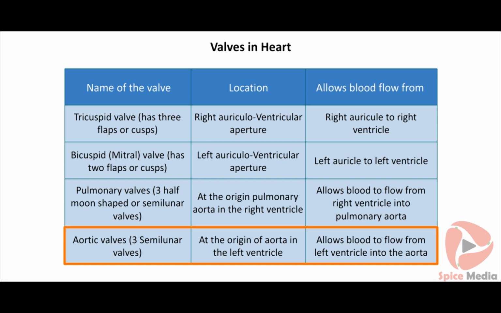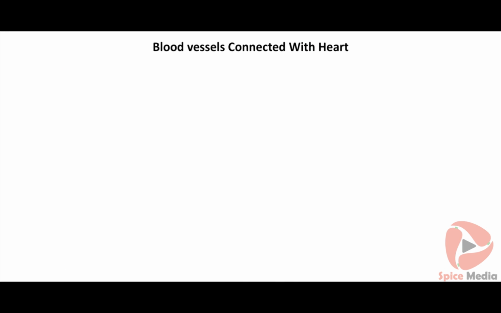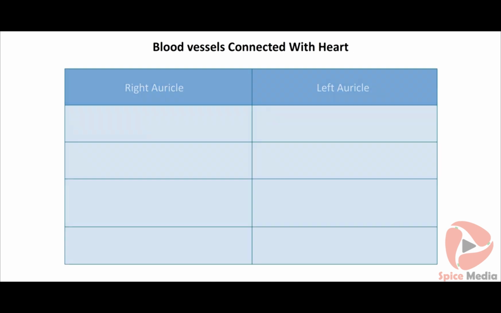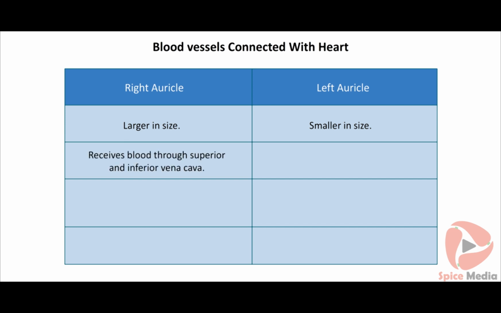Thus, the flow of blood in one direction, that is unidirectional flow, is controlled inside the heart by the presence of valves. Now, you can have a look at the distinguishing features of right auricle and left auricle. Right auricle is larger in size than the left auricle. Right auricle receives blood through superior and inferior vena cava. Left auricle receives blood through pulmonary vein.